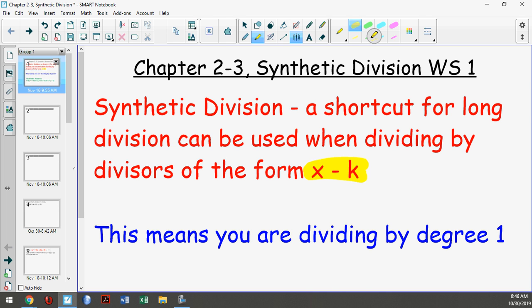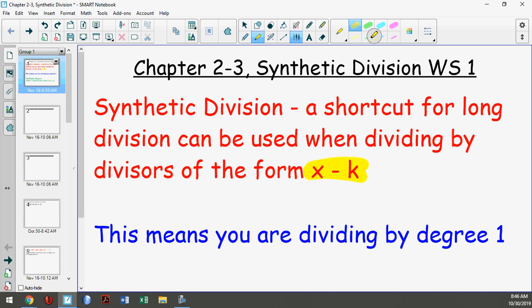Okay, problem number 1 is divided by x plus 3. Since that is degree 1, I can use synthetic division on it. Problem 2 is divided by x minus 4. Can I use synthetic division on that? Yes. How about problem 6? It's divided by 2x plus 1. Is it degree 1? 2x to the first power plus 1, is that degree 1? Yes, so I can still use synthetic division.